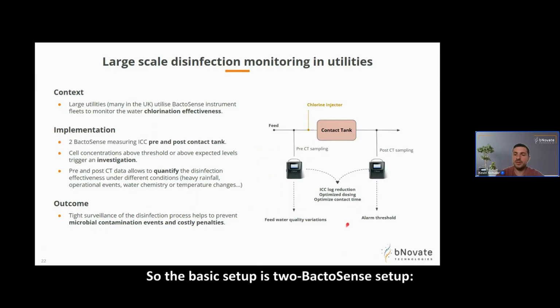So the basic setup is 2 BactoSense units, one before the contactor and one after. They measure online to calculate the log reduction of the intact cell counts, and it also allows the operator to optimize the dosing of the chlorine and the contactor given the flow rate. There's an alarm threshold that will also be set up on the second BactoSense, so the operator knows if something is going wrong, if the chlorine injection has a problem.